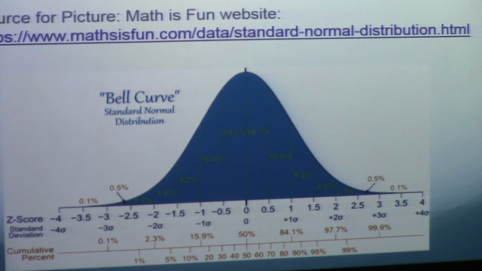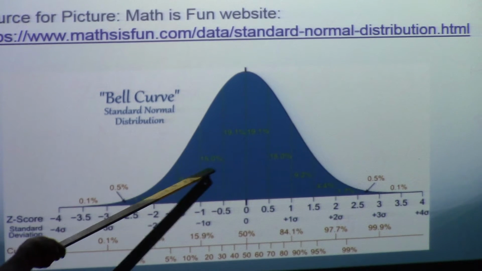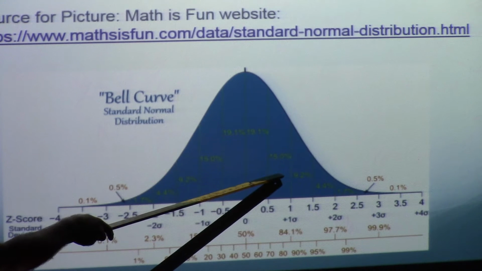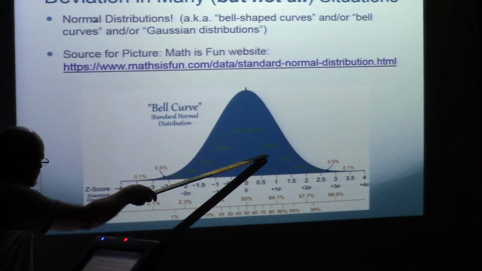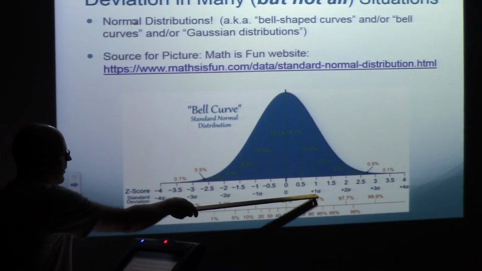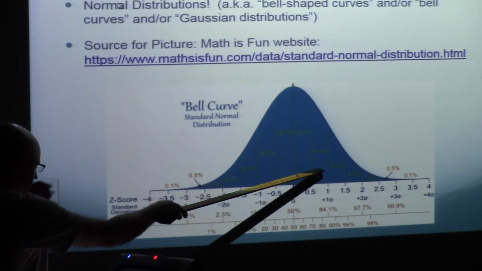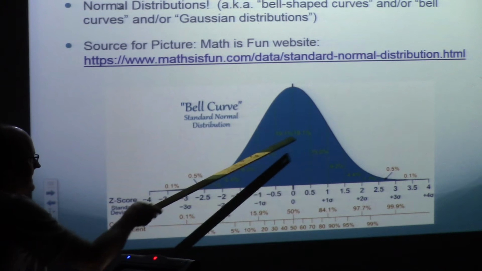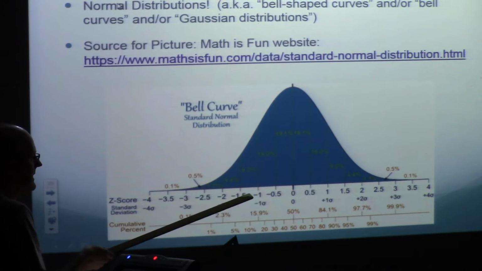I'll say that again. Listen carefully. These numbers represent areas under the curve. This is a density curve. It's our most common density curve. You add up these areas that are between -1 and 1. 15 plus 15 is 30. 19 plus 19 is 38. 30 plus 38 is 68.